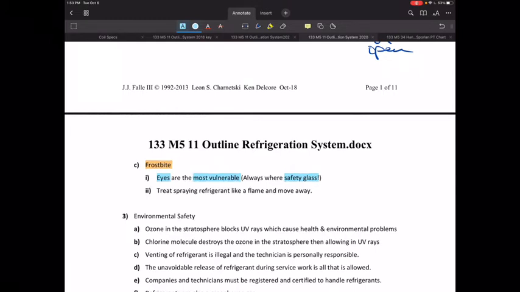All right, so the next thing that we'll look at is they talk about treating spraying refrigerant like a flame and moving away. What we mean by that is, for example, if you happen to have a system that has a line that breaks, or a leak, maybe a crack in a refrigerant line, and it's spraying out liquid, get the heck away from it.